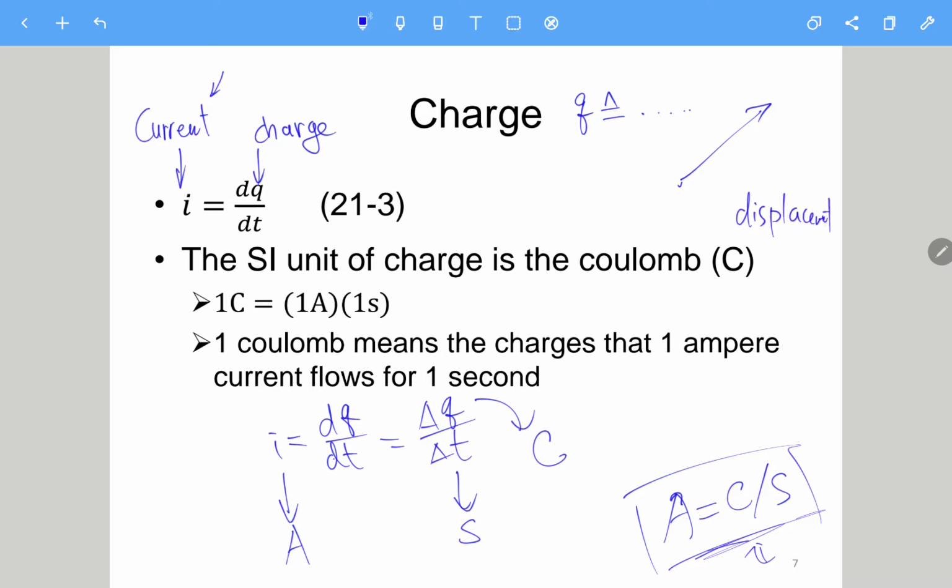Displacement is a kind of vector. You move it from here to there. They are vectors. But actually the current has direction, but it is not a vector. So you need to remember this concept.